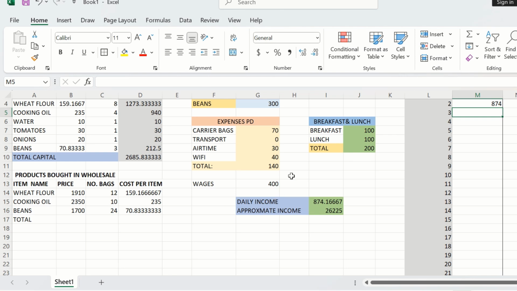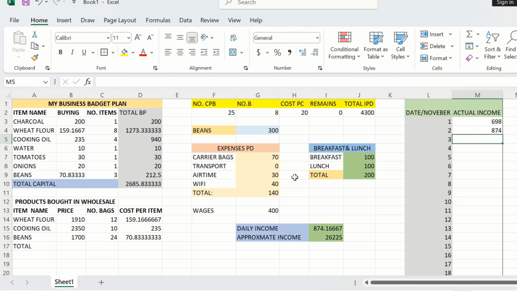I think this is helpful to you, and you can now move on to customize this thing and use it for your personal purposes.